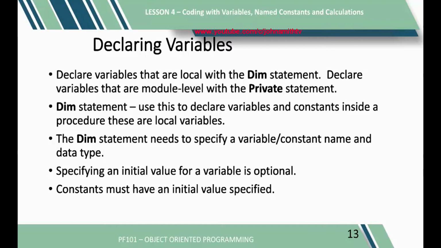Syntax for variable declaration: attribute list, access modifier, Shared, Shadows, Static, ReadOnly, Dim, WithEvents, variable list. Where attribute list is a list of attributes that apply to the variable. Optional. Access modifier defines the access levels of the variables. It has values as Public, Protected, Friend, and Private.